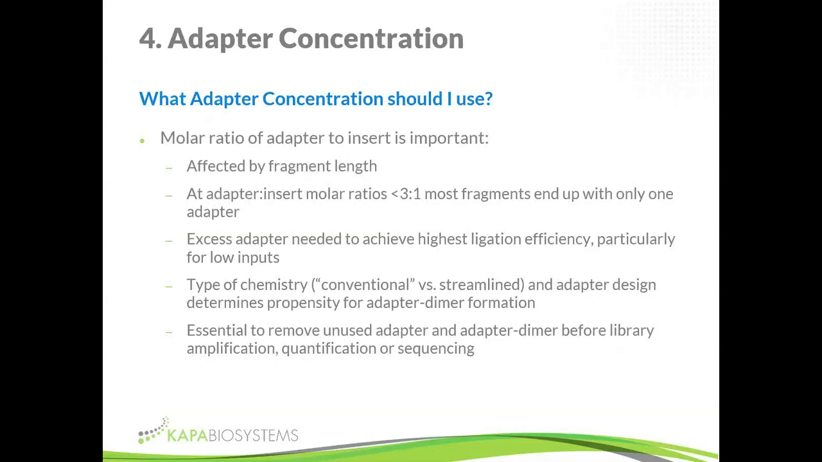It's not the concentration per se of the adapter that's important, but the molar ratio between the adapters and the insert. That molar ratio is affected by fragment length. So if you have 100 nanograms of insert, and that insert is 500 base pairs, you're going to have fewer copies than when the insert is 200 base pairs, and that affects the adapter to insert molar ratio. Although in our protocols we give concentration, we think in terms of molar ratio. When you get to a molar ratio of less than 3:1, we've done these experiments, most of your fragments end up with a single adapter. That's of absolutely no use to you because you have to have an adapter on both ends to do library amplification and cluster amplification.